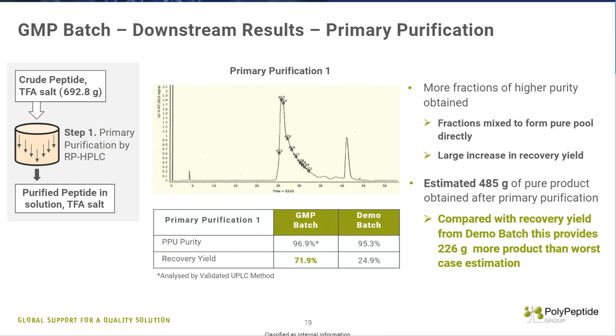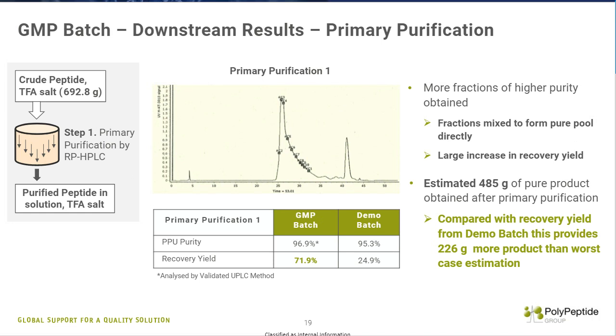So moving forward, we then performed our primary purification. Again, this is implementing the same purification conditions that we defined for our demonstration batch. And you can see here that in terms of purity, we're also improved compared to the demonstration batch. So we have a 96.9% purity versus 95.3% for our demonstration batch. But the real difference, and this was even surprising to us, is the recovery yield that we're able to get from this step. If you compare it with our demonstration batch, we go from 24.9% to 71.9%.